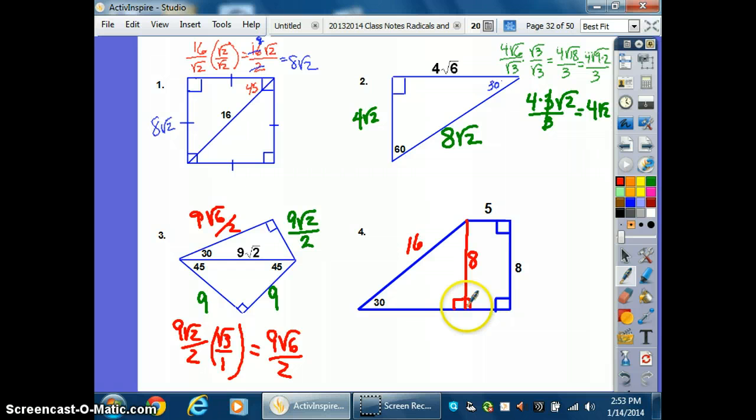And if I multiply my short leg by radical 3, that'll be the length of the long leg from here to here. And this distance is the same as 5, so this is 5. Okay, so the total distance here, if I add these two, would be 13 radical 3. Can I add that? No, I cannot do that. The answer is 8 radical 3 plus 5.